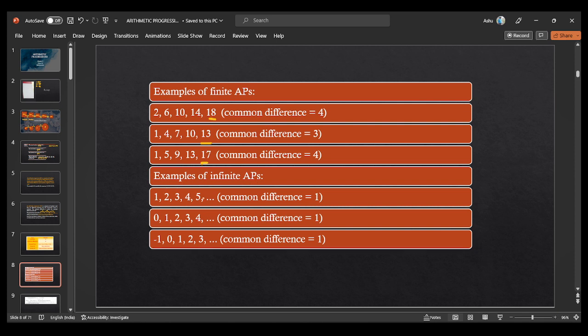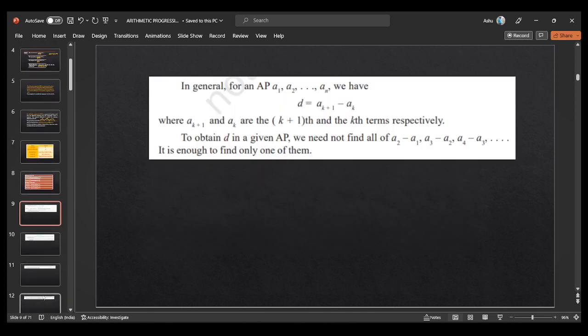Examples of infinite APs, which don't have a last term. But the common difference will be the same. 2 minus 1, we get 1. 3 minus 2, we get 1. 4 minus 3, we get 1. 5 minus 4, we get 1. In this same way we can get common differences. Clear?